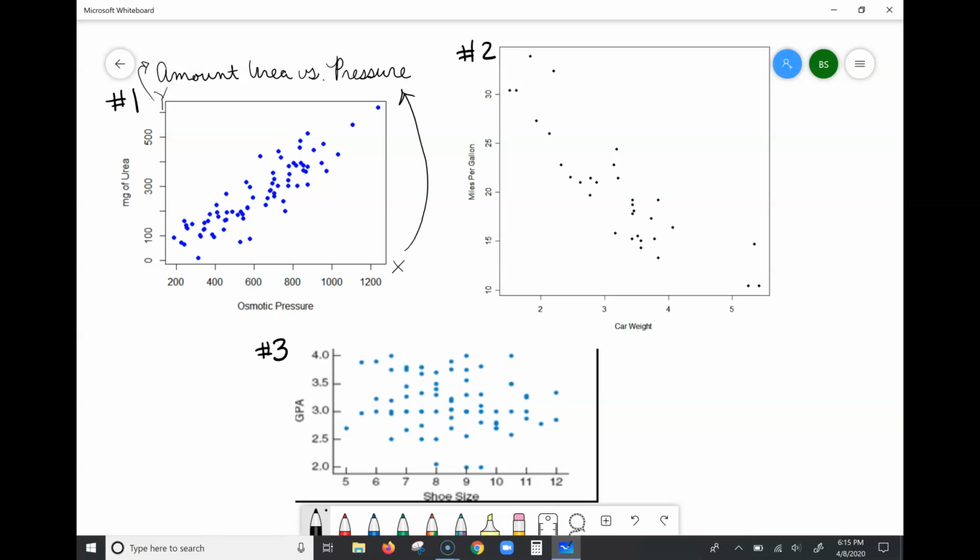Look at the axes labels and think about what you think a good title for graph number 2 would be. If your answer was miles per gallon versus car weight, congratulations. Let's do one more. Graph number 3. What would an appropriate title for that graph be?